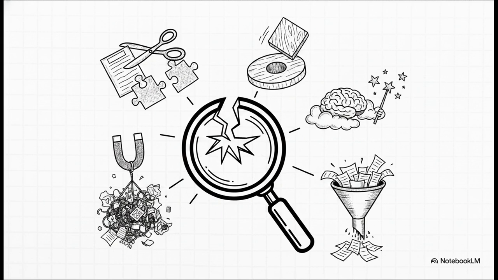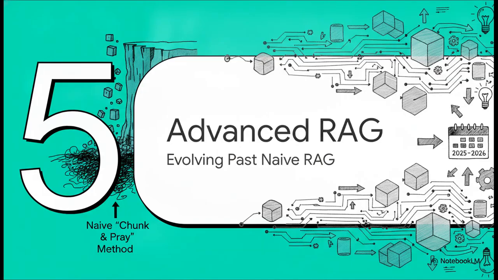Fourth, context overflow. Stuffing too many retrieved documents into the prompt means the model often just forgets or ignores the data buried in the middle. And fifth, plain old hallucination, where the model gets overwhelmed, decides to ignore the retrieved context altogether, and just makes something up on the spot. So, how do we fix it?